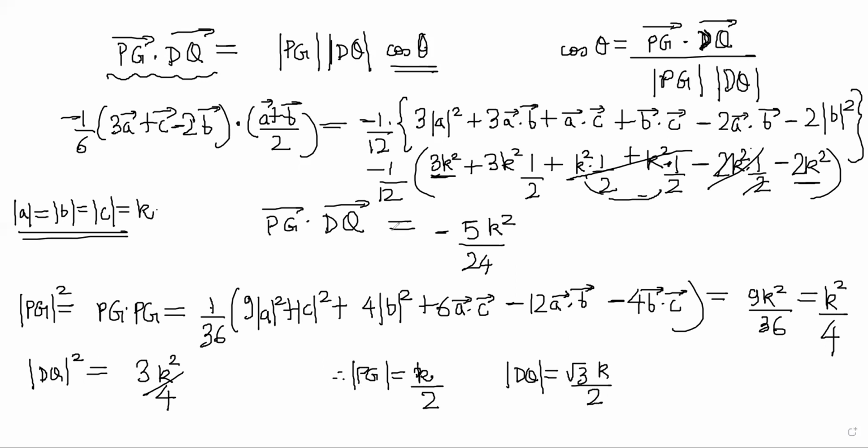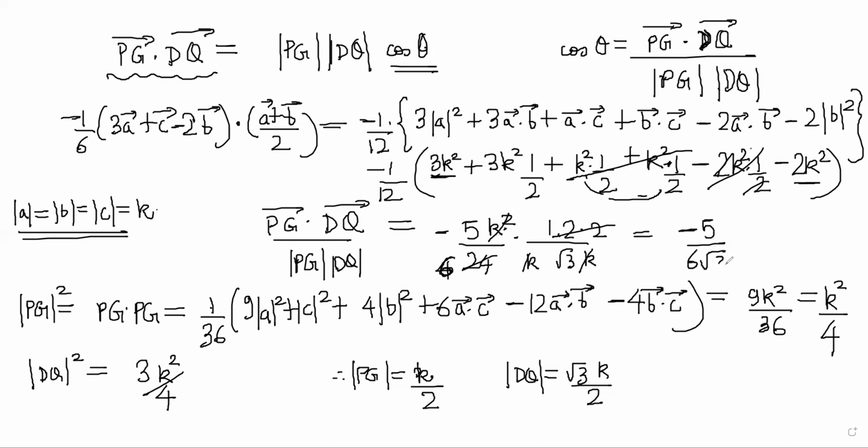So our cos theta will become the division of PG dot DQ by mod PG mod DQ, and that is equal to minus 5k square by 24 divided by k by 2 and root 3 k by 2. So you get 4 here, so you get 6 here, and k square cancels. So you get minus 5 by 6 root 3 is your cos theta. If cos theta is equal to minus 5 by 6 root 3, that means it is an obtuse angle.